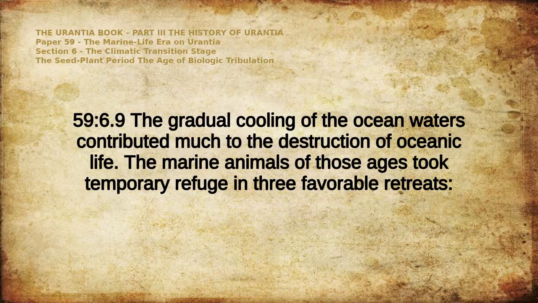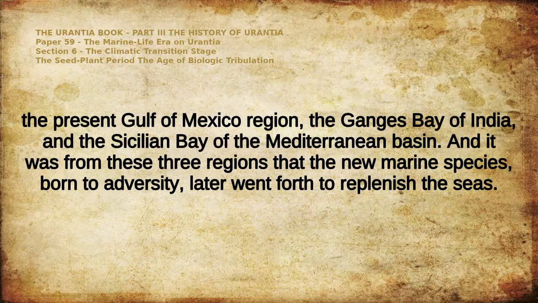The gradual cooling of the ocean waters contributed much to the destruction of ocean life. The marine animals of those ages took temporary refuge in three favorable retreats: the present Gulf of Mexico region, the Ganges Bay of India, and the Sicilian Bay of the Mediterranean basin. And it was from these three regions that the new marine species, born to adversity, later went forth to replenish the seas.